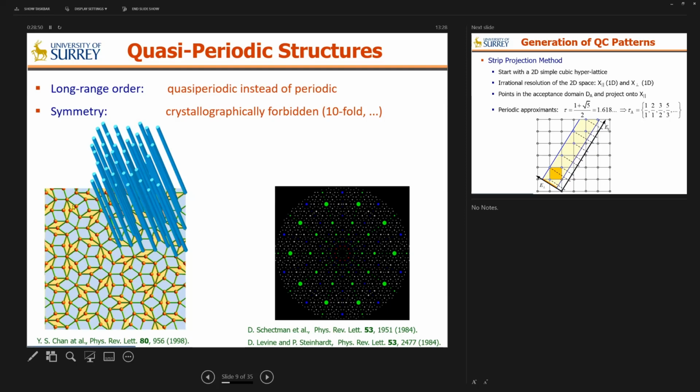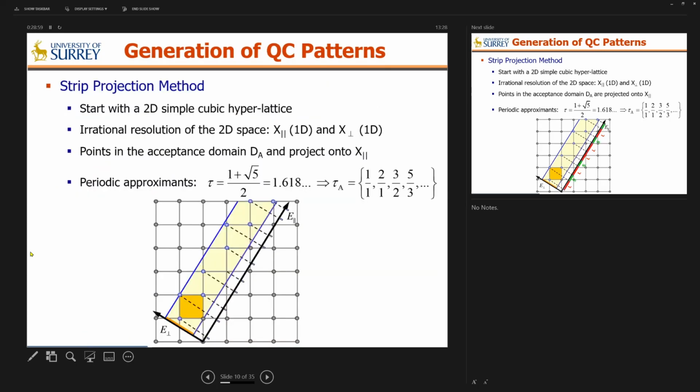You can do it with this arrangement of tiles, but this is very particular to the Penrose pattern. And there is a general method of generating these aperiodic, quasi-periodic point patterns, and it is what is called a strip projection method. Imagine that we want to generate a point pattern like the one shown over here, which is aperiodic, quasi-periodic in one dimension. So along a given direction, I want to generate an aperiodic point pattern. How do I go about it?